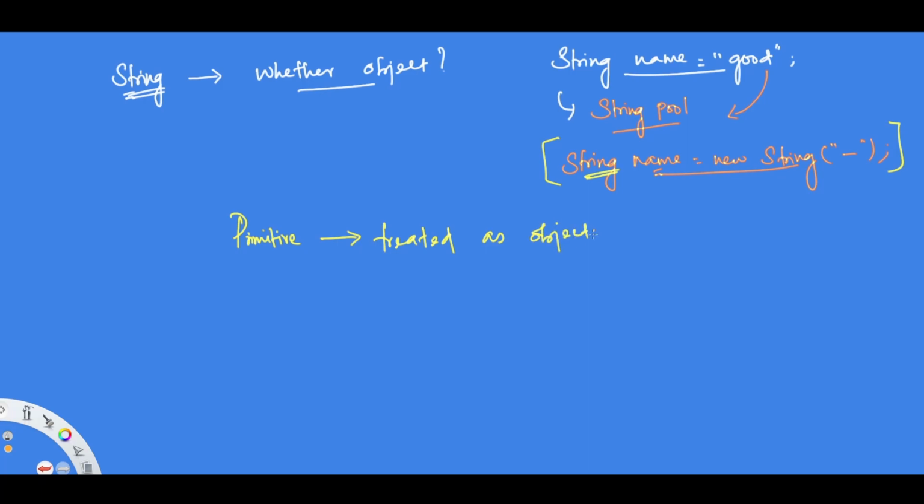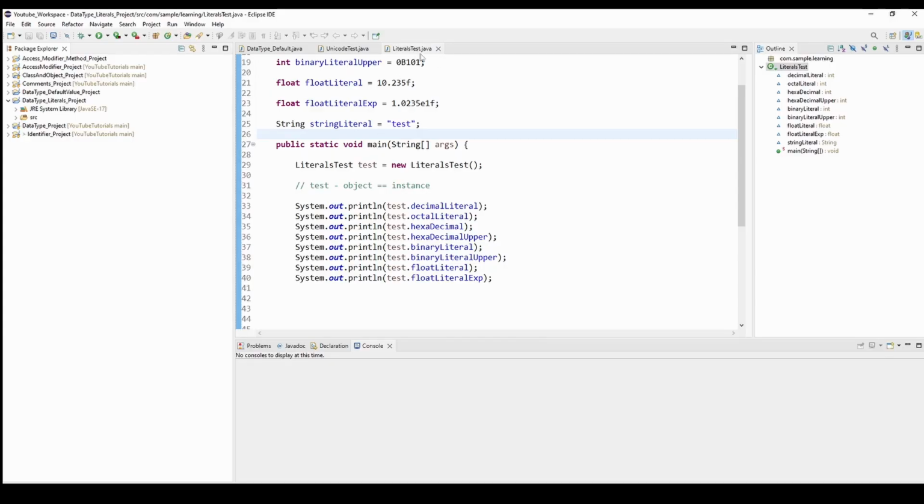Because we already discussed, these are all special types and they come with the language, so you cannot create an object for these primitive data types. This is what we have discussed, but we will get into Eclipse and see whether the statement is correct or not. Okay, we already have a data type literals project.